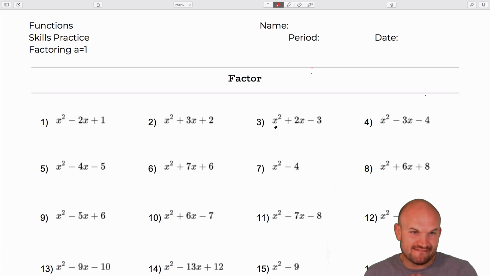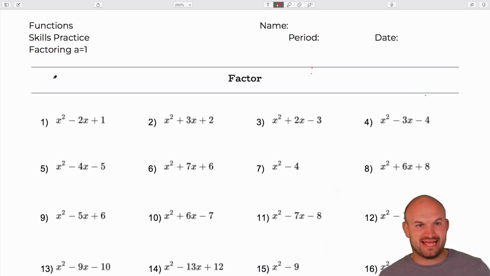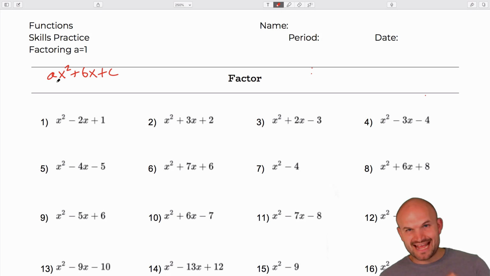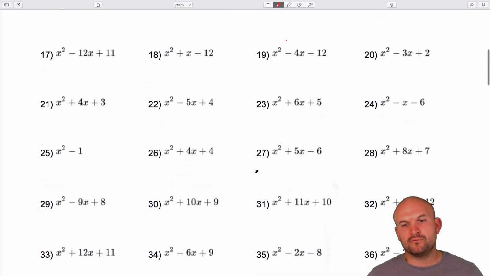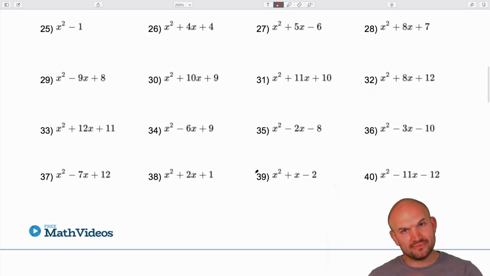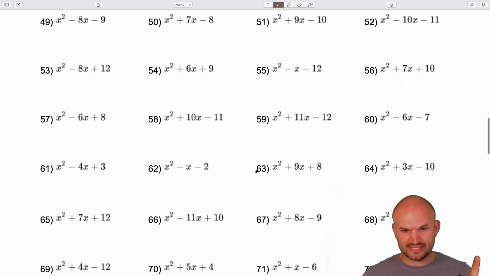And we are going to be working on factoring trinomials when a is equal to 1. And what I mean by a is equal to 1, is that the coefficient of our quadratic term, ax squared plus bx plus c, that a is going to be 1. So you can see in all these examples, and I have 73 of them, we're always going to be dealing with x squareds. Now, that's one important thing that I want you to know before we get started.